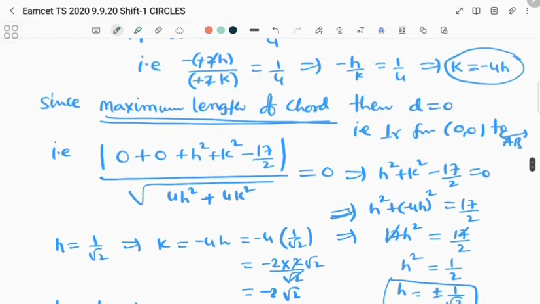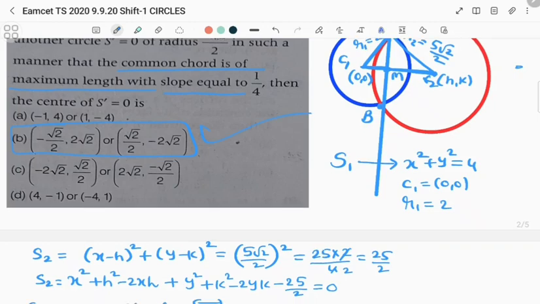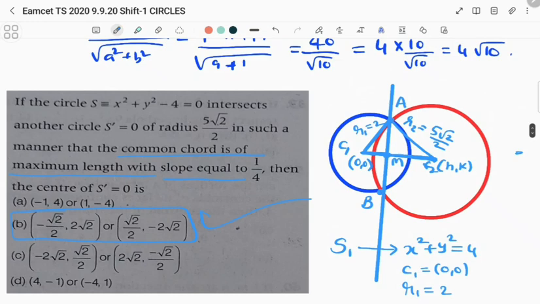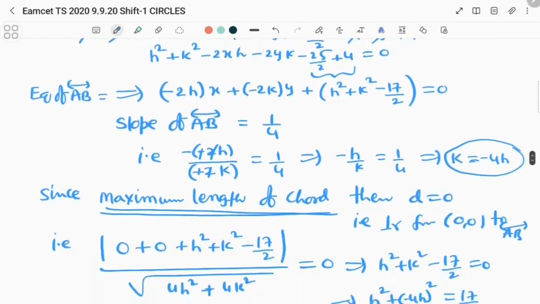So these are the possibilities. The second option, dear student, is the right option. Slowly you can move. Here the concept is that in this question two circles are there, the second circle's center is not given, and the length of the chord is maximum. Whenever the length of the chord is maximum, the perpendicular distance from the given circle's center to the common chord will be 0. So based on that, you will get one locus here.